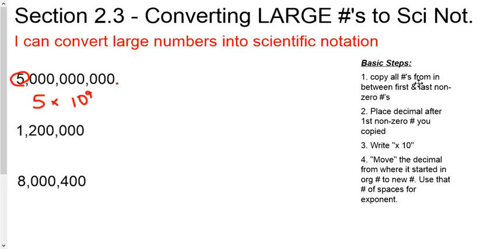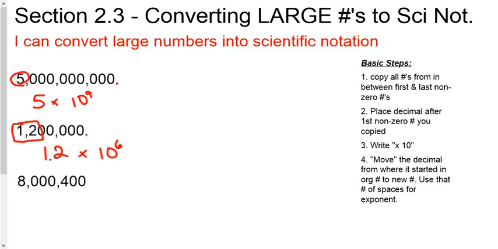Let's try it again. Copy all numbers from in between the first and last non-zero numbers. Here's your first non-zero number, the 1, and the last one that's not 0 is 2. So copy those down, 1 and 2. Place the decimal after your first non-zero number. Well, that'd be the 1. Write down times 10. And then move your decimal from where it started in the original number to the new number. So here we go. It was right there. We need to move it over 3, 6, because it's right after that 1. So it's in between the 1 and 2 is where that decimal wound up. So 3, 6. That's going to be our exponent.